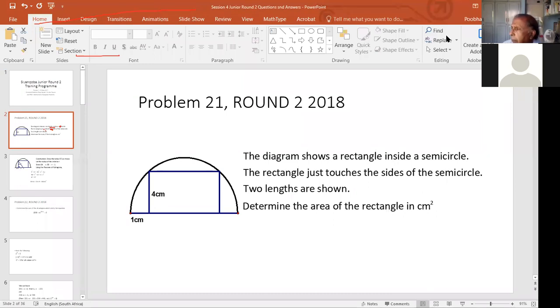Okay, the very first problem, you'll see we are doing the 21st problem of the 2018 paper. Last week we went up to problem 20, so we go to problem 21 now. And this problem here is a problem on areas, and as you can see, it is asking the area of a rectangle.